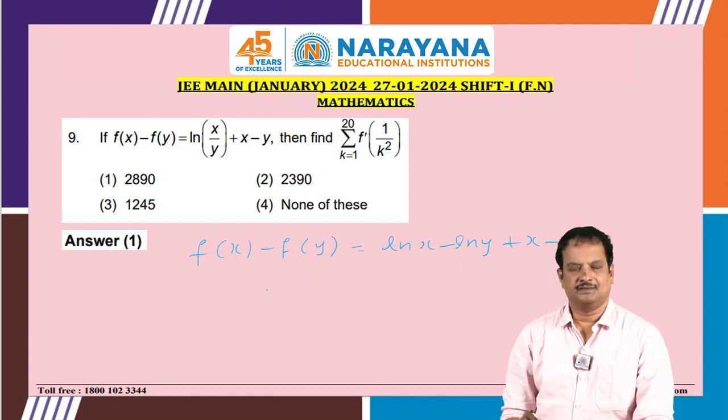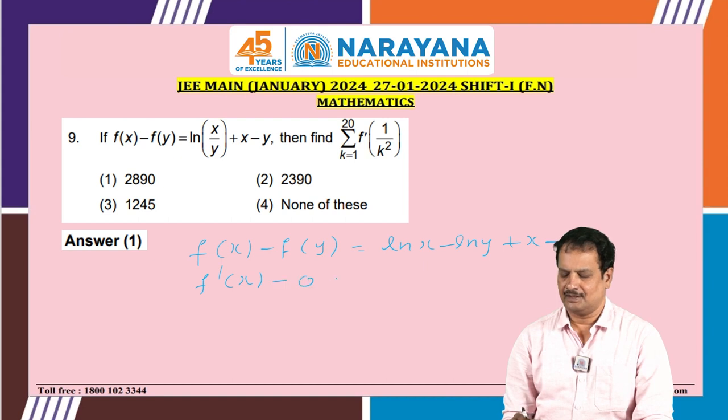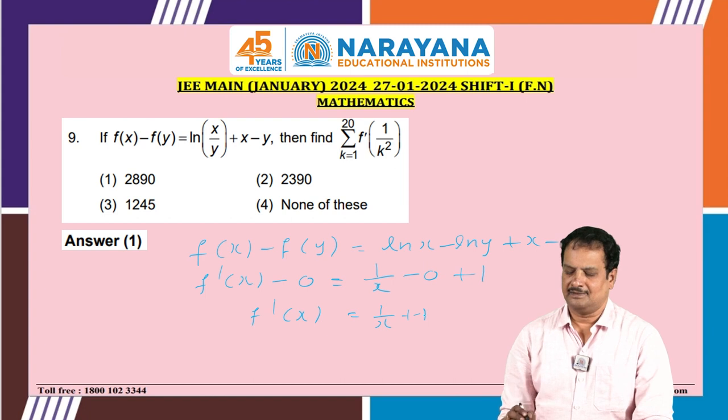Now we can differentiate this partially with respect to x. So f of x derivative is f dash x. This f of y derivative is 0, equal to log x derivative, which is 1 by x. Log y derivative is 0. x derivative is 1. So now we got f dash x equal to 1 by x plus 1. Anyway, they are just asking sigma f dash of 1 by k square.